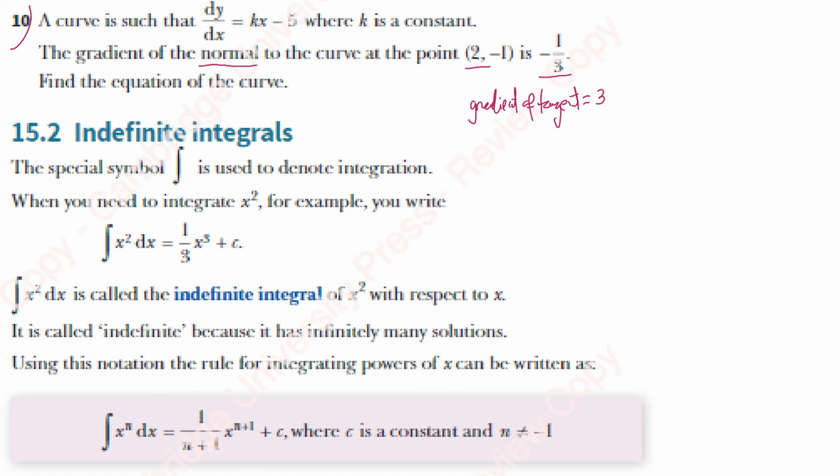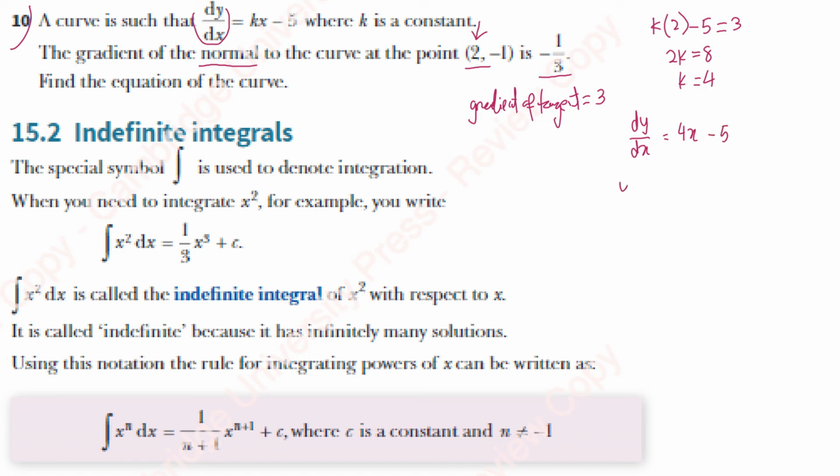We know the gradient of the tangent is actually the expression of dy by dx. Then you can write the expression k into 2 minus 5 at the point where x is 2, which equals 3. So from here 2k equals 8, so k equals 4. Now the expression becomes dy by dx equals 4x minus 5.